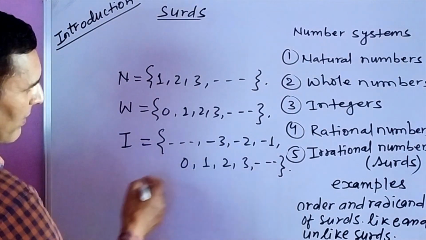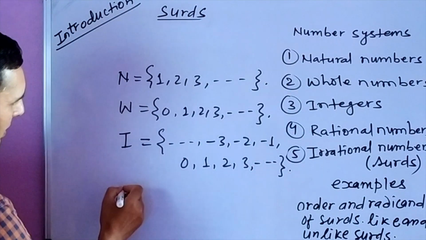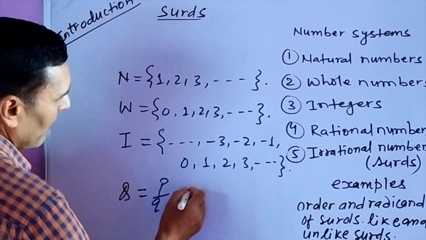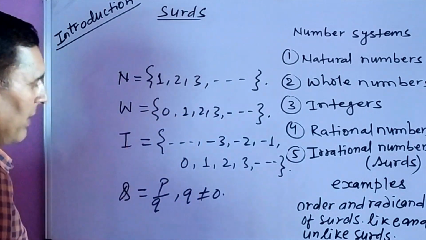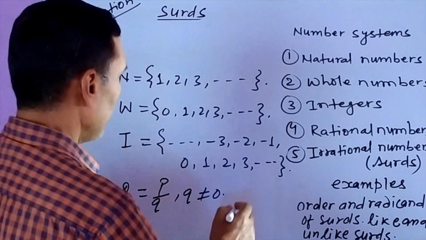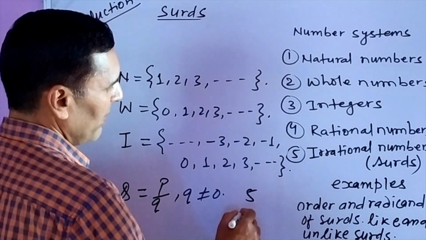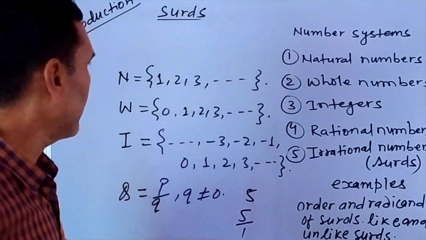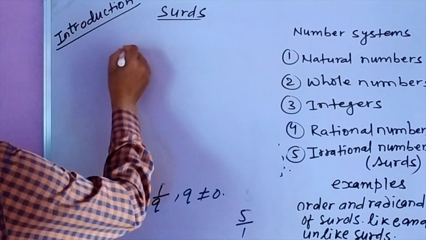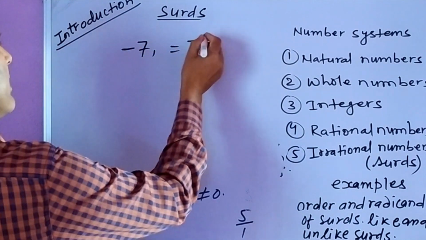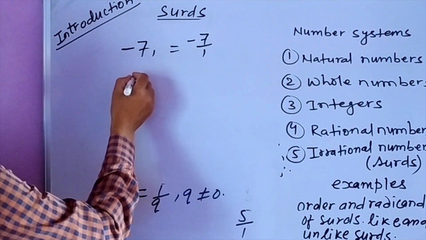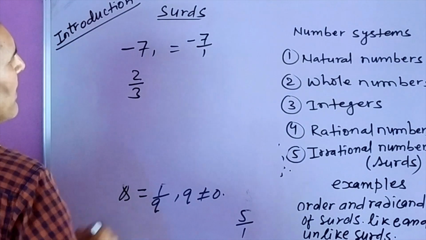Rational numbers include all natural numbers, whole numbers, integers as well as fractions and decimals. Look here, rational numbers are denoted by Q, and defined as p upon q, where q is not equal to 0. Any number which can be written in the form of p upon q, like 5, is in that form because you can write 5 upon 1. Similarly, minus 7, we can write as minus 7 upon 1. And in the same way, 2 upon 3.